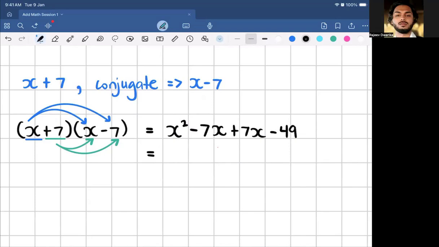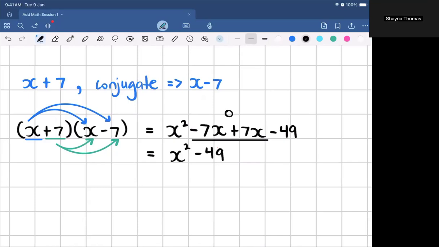So, are you seeing anything that could cancel off here? I have minus 7x, 7x. What do you think that would be? Is it just cancel out? Yeah, that would just cancel off. And so our final answer is x squared minus 49. Yes or no? Yes, sir.